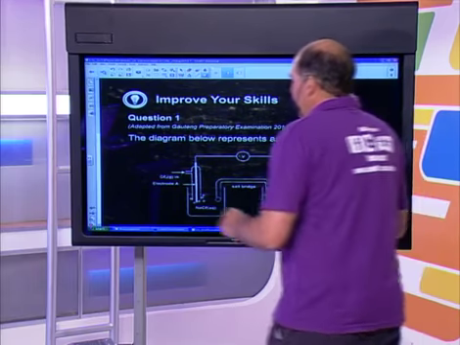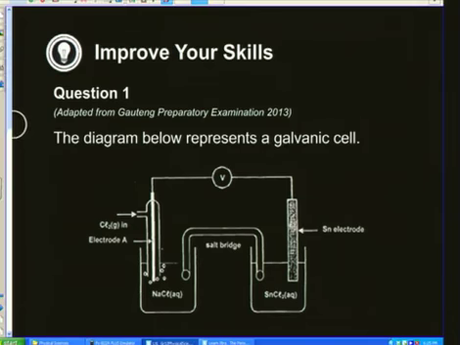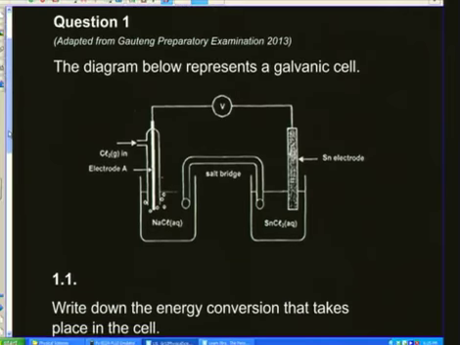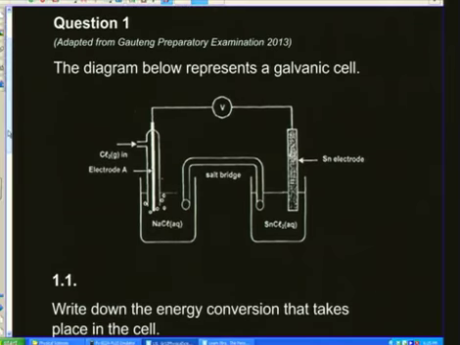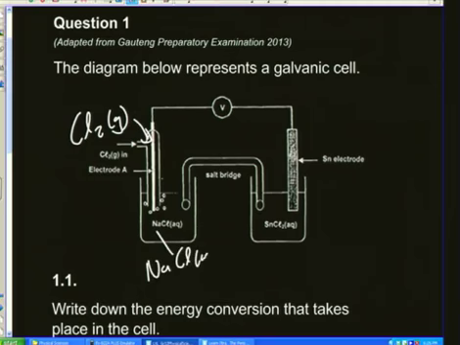Question number 1. It takes us from a prelim paper written in Gauteng last year, and it gives us this picture. I just want to make things a little bit bigger. We're told that we've got chlorine gas going in over there, and in this solution we've got sodium chloride in aqueous solution. There's a salt bridge, and over here this is a tin electrode.